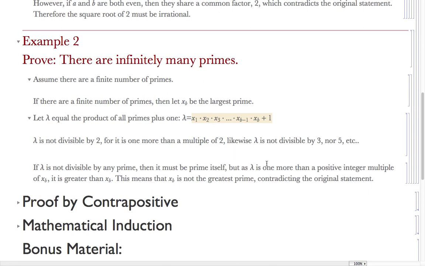But lambda is one more than the product of all of the primes. And the product of all the primes is greater than the largest prime. What this means is we found a prime number, lambda, that is greater than the largest prime. Well, that's a contradiction. X sub b can't be the greatest prime because lambda is greater than it. This contradicts our statement that there are a finite number of primes. So this assumption must be incorrect, and there must be infinitely many primes.